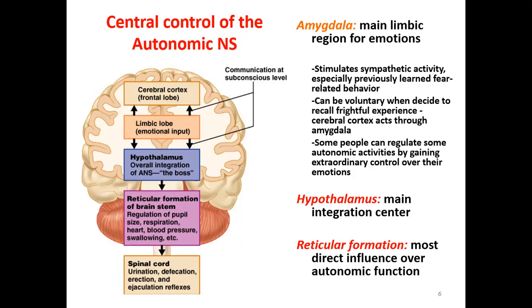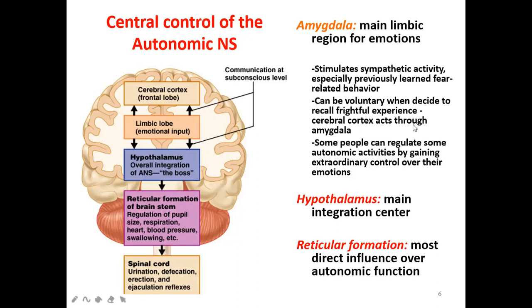It can be voluntary when you decide to recall the frightful experience, which is taken up at the level of the cerebral cortex, and it acts through the amygdala, which is the emotion control. So there's an emotional input. Not only that, some people can regulate some autonomic activities by gaining extraordinary control over their emotions.